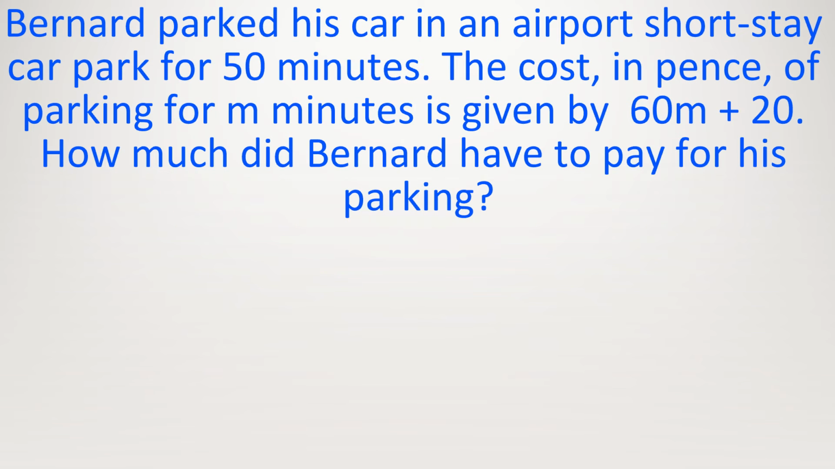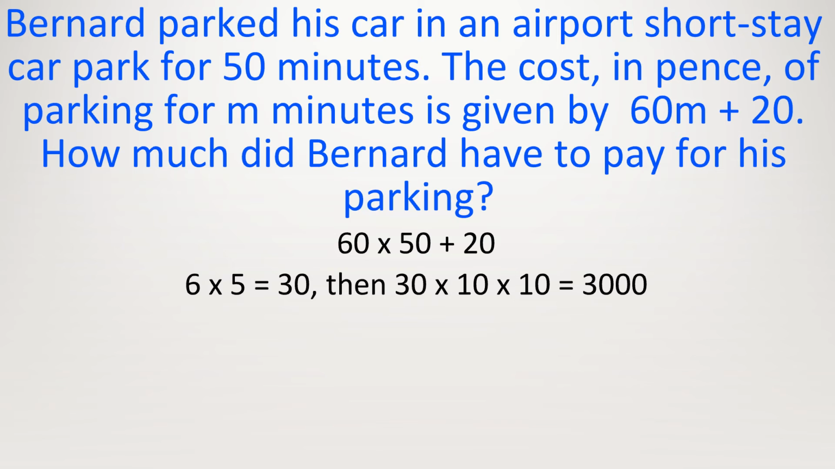Bernard parked his car in an airport's short-stay car park for 50 minutes. The cost in pence of parking for m minutes is given by 60m plus 20. How much did Bernard have to pay for his parking? Let's substitute m equals 50 into the formula. 60m becomes 60 times 50 plus 20. We do 60 times 50 first. A nice way, do 6 times 5 equals 30. Then times 10 times 10. That is 3,000. Plus 20 equals 3,020.